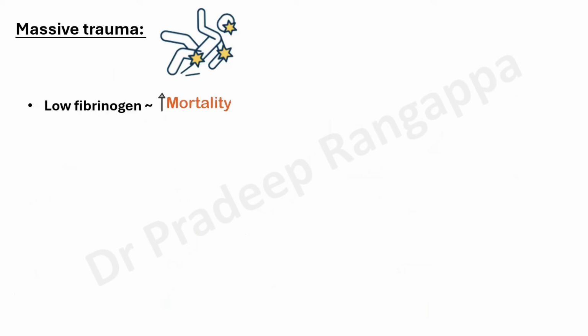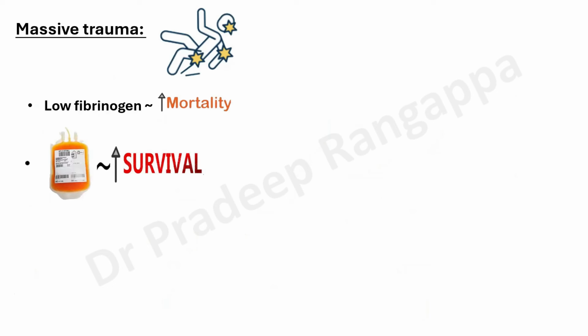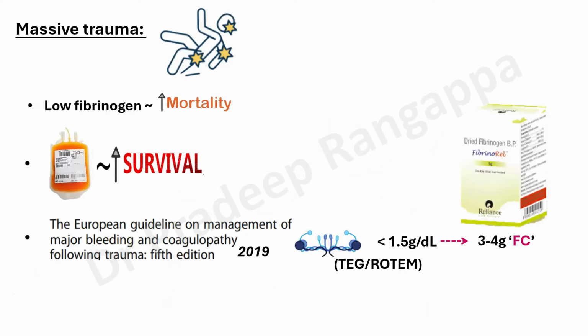In case of massive trauma, studies have shown low fibrinogen obviously has a bearing on increasing mortality. And they have shown that replenishing this fibrinogen with cryoprecipitate has been shown to improve survival. The 2019 European guideline on the management of major bleeding and coagulopathy following trauma suggests that if fibrinogen levels in trauma fall below 1.5 grams per deciliter, as recognized by either TEG or ROTEM, 3 to 4 grams of fibrinogen concentrate as replacement has been advocated.